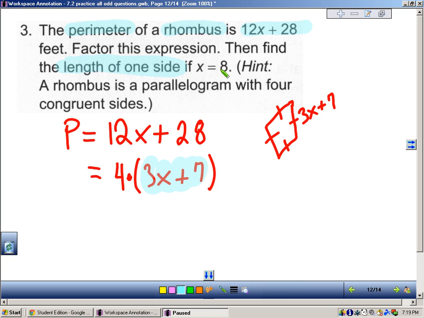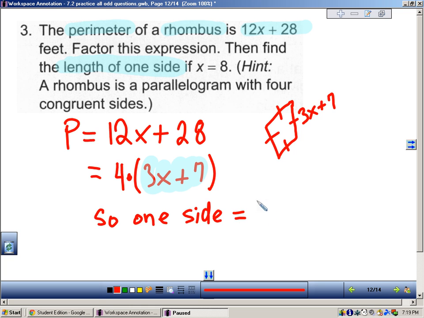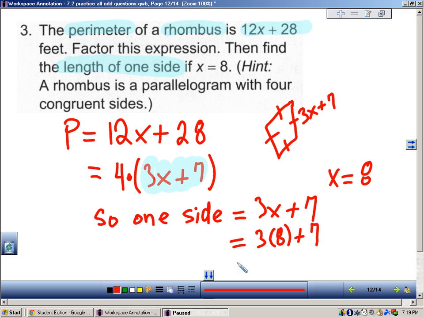So let's find it. So one side length is going to equal 3x plus 7. And we know that x equals 8. So we substitute. So it's 24 plus 7, which is equal to 31 feet.